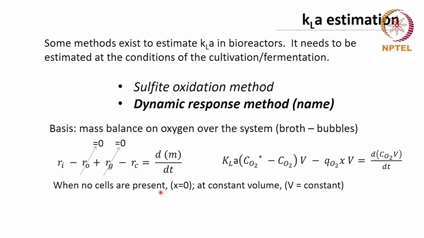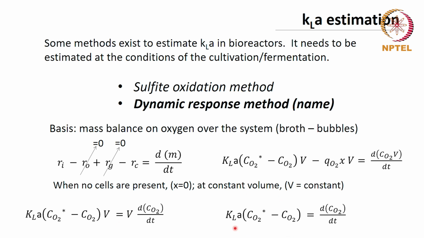Also, let us take the case when no cells are present in the bioreactor product, x equals 0. So when no cells are present, x equals 0, and at constant volume, V is a constant, we have KLA (CO2 star minus CO2) times V. This term drops out, x equals 0. Now V is a constant, it can be taken out of the derivative, V times d/dt of CO2. So this V can be cancelled and written KLA times (CO2 star minus CO2) equals d/dt of CO2.